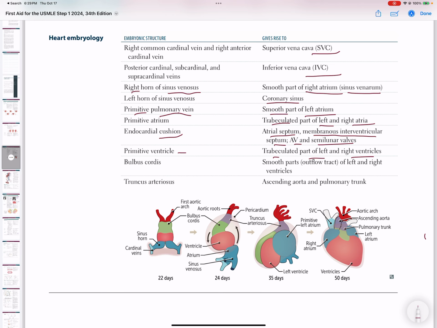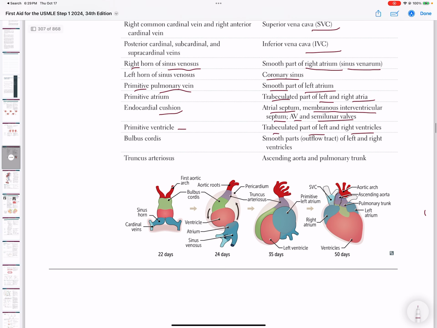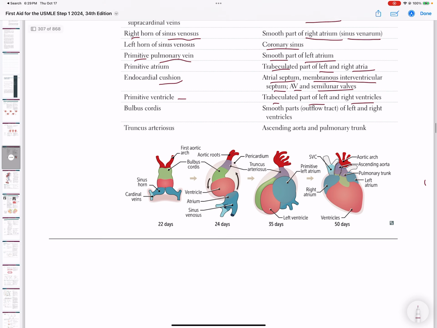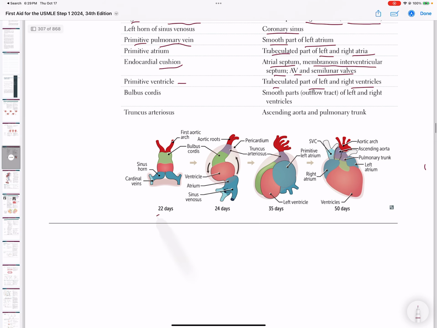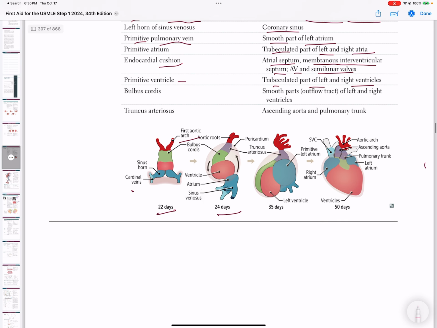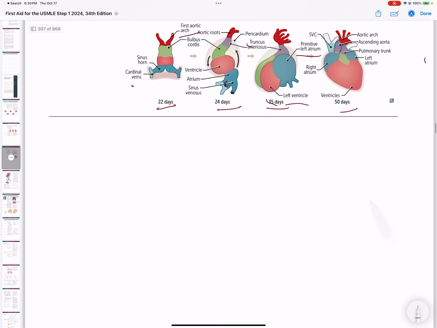Next we have bulbus cordis; the smooth parts of left and right ventricles come from the bulbus cordis. Truncus arteriosus gives rise to the ascending aorta and pulmonary trunk. If you want to go through this timeline, at 22 days we have cardinal veins, sinus horn, first aortic arch. At 24 days, you have the sinus venosus, bulbus cordis, aortic roots, all of that. And then at 35 days, you have the primitive atrium, and the left ventricle is formed. By 50 days, it's completely formed.